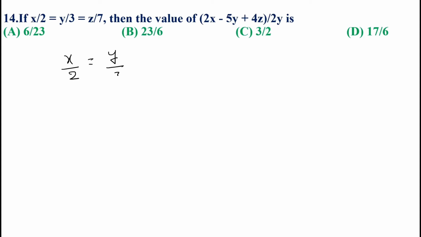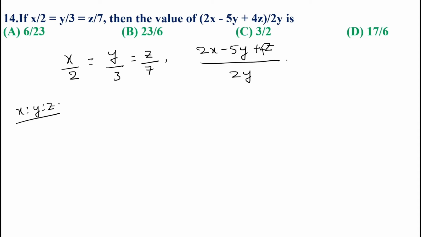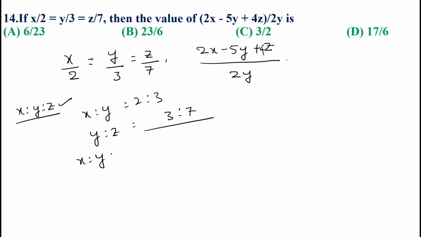X by 2 is equal to y by 3 is equal to z by 7. I need to calculate (2x minus 5y plus 4z) by 2y. X by 2, y by 3. Find x is to y is to z. So how to calculate x is to y? This will become 2 is to 3. And y is to z, this will become 3 is to 7. So x is to y is to z will become 2 is to 3 is to 7.